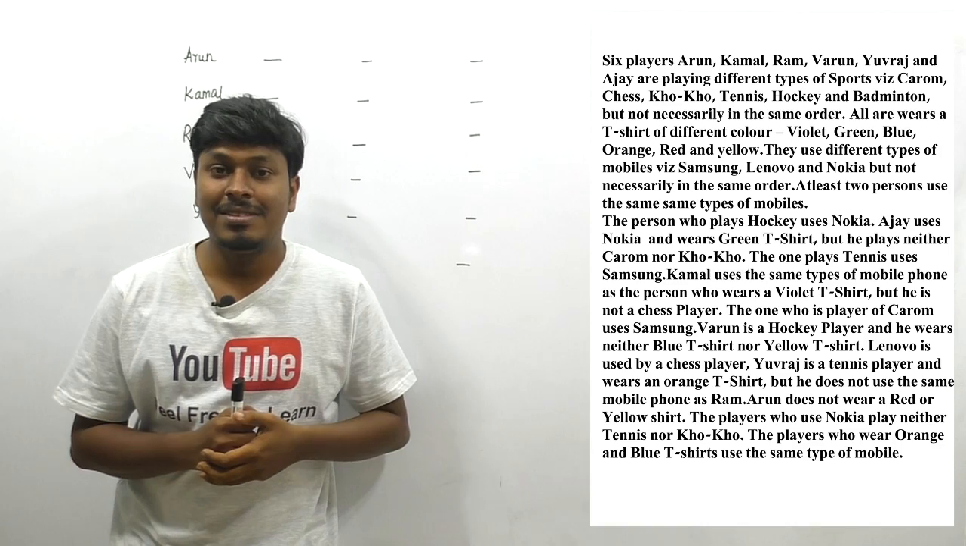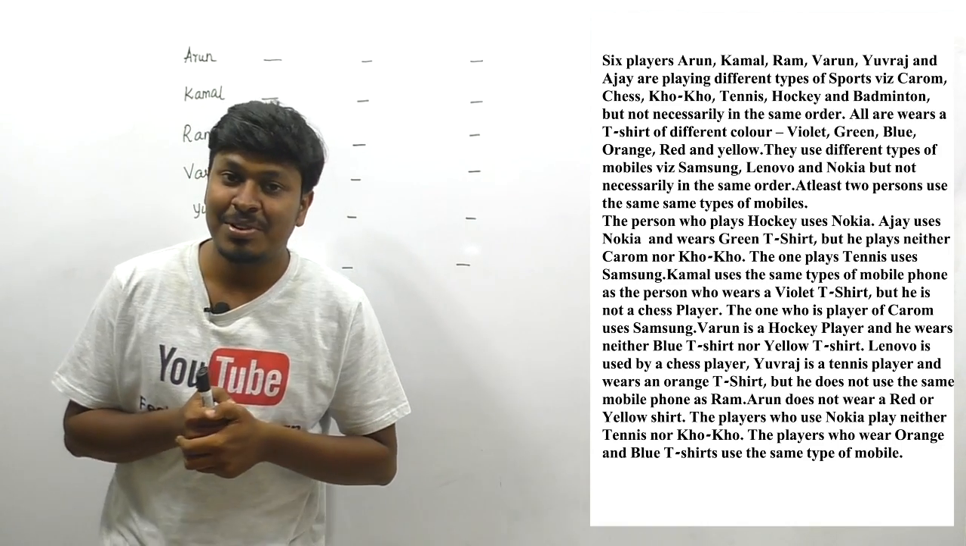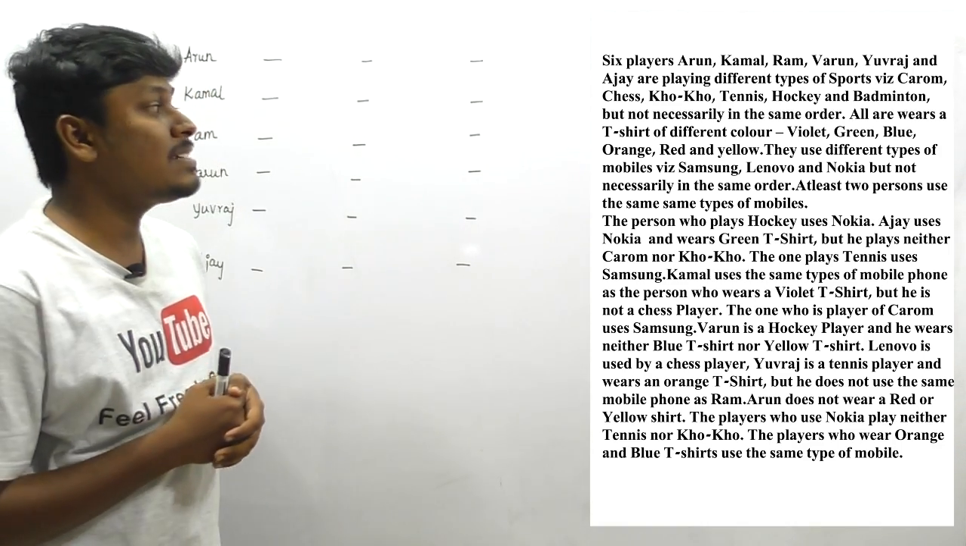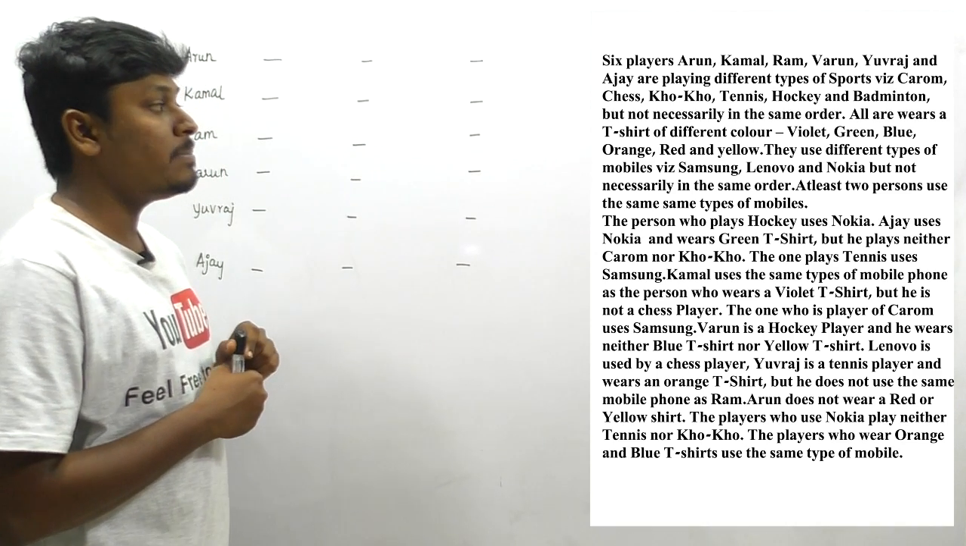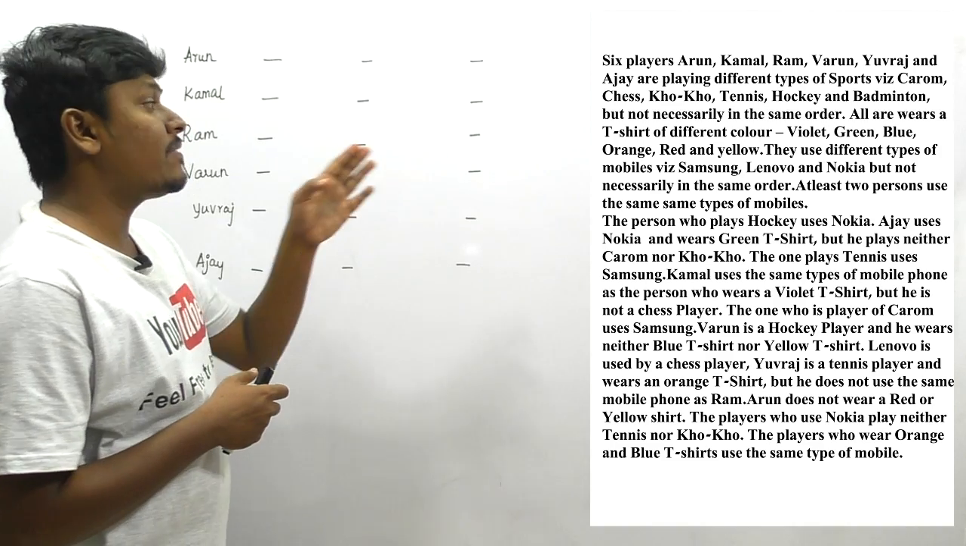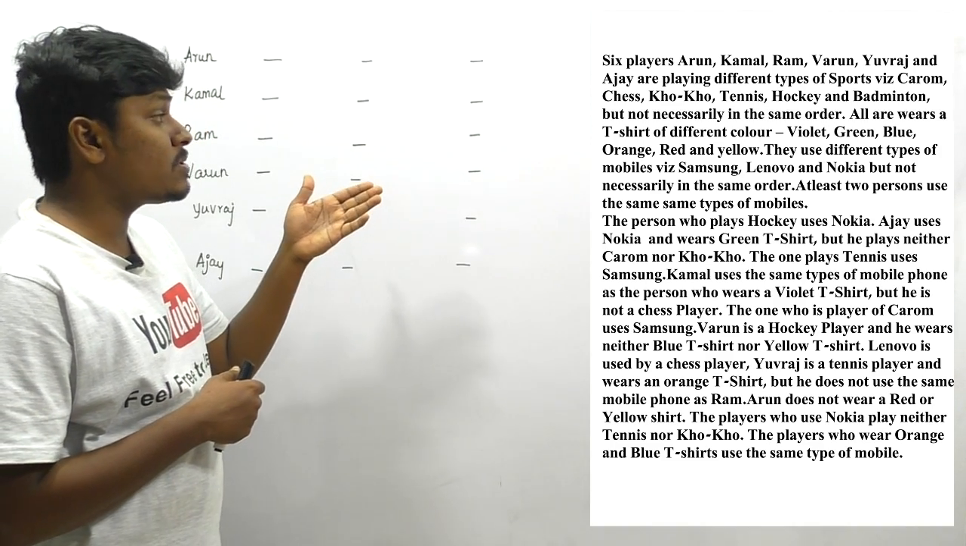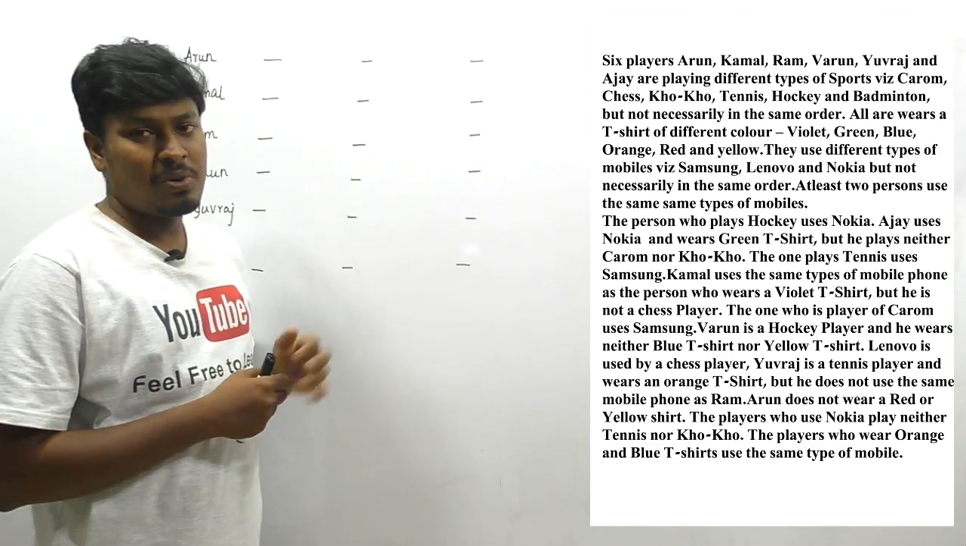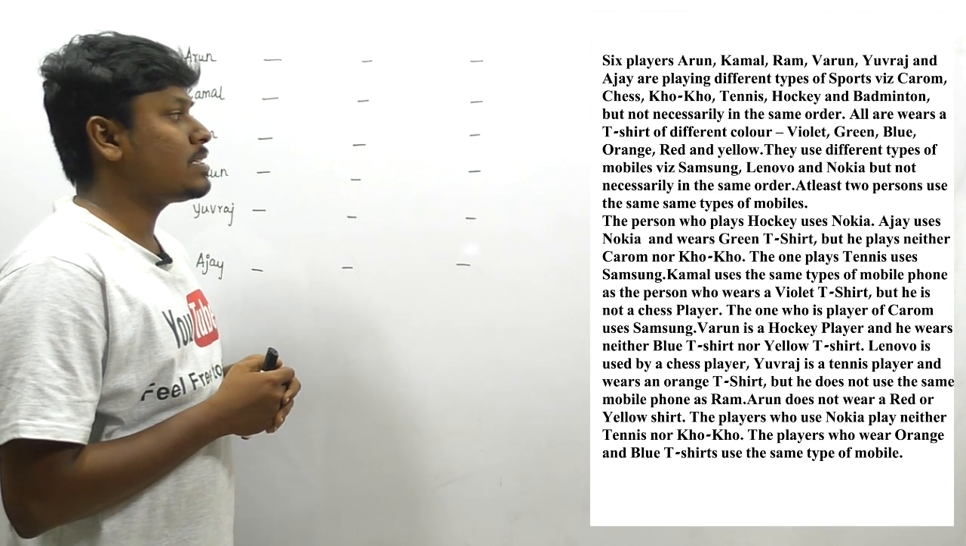Let me move on to this interesting, difficult arrangement question now. See here, friends: 6 players, Arun, Kamal, Ram, Varun, Yuvraj, and Ajay, are playing different sports games. Six sports games are also given, which are chess, Carom, Kho-Kho, and so on.